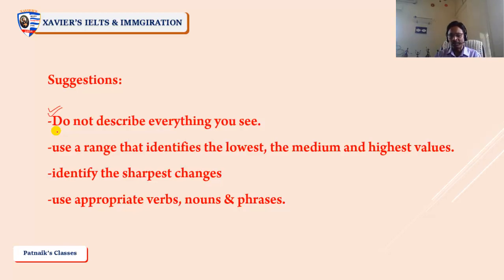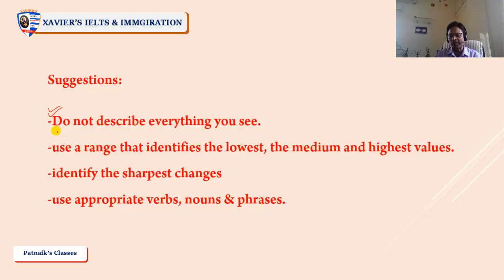But the actual meaning is that we will be mentioning the key features. Suppose sometimes you get a graph or sometimes you get a pie chart with massive data, which is not easy to cover all the data or to mention all the data figures in our writing, right?